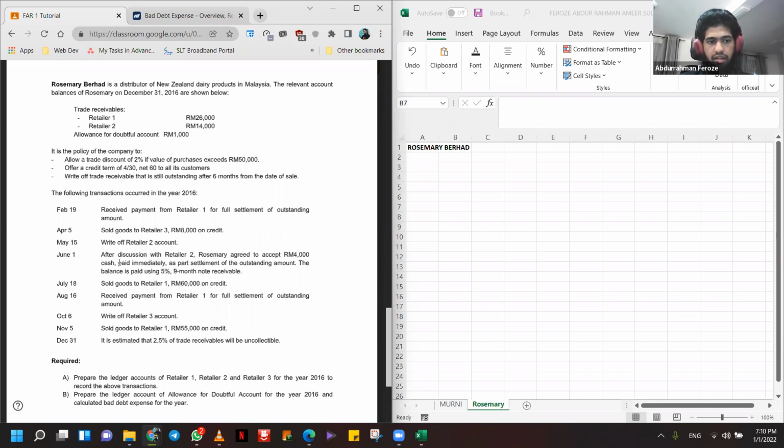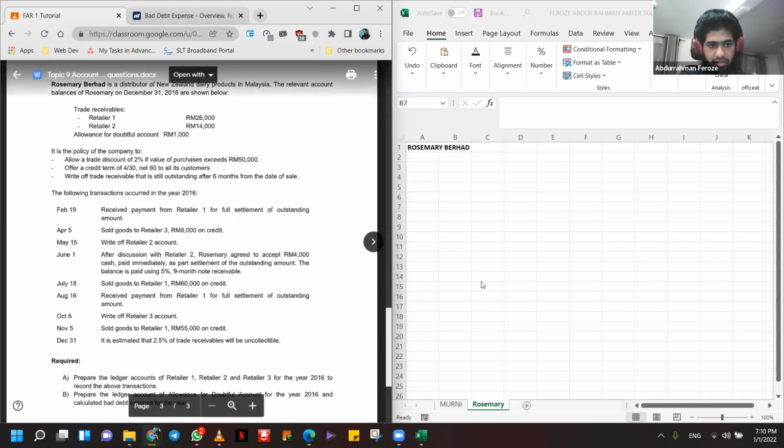Okay. July 18th, sold goods to retailer 1, 60,000 ringgit. August 16th, received payment from retailer 1 for full settlement of outstanding amount. October 6th. Okay. All right. So let's go one by one, and let's generalize it first, and then we can answer the question. All right. Okay. So journals.